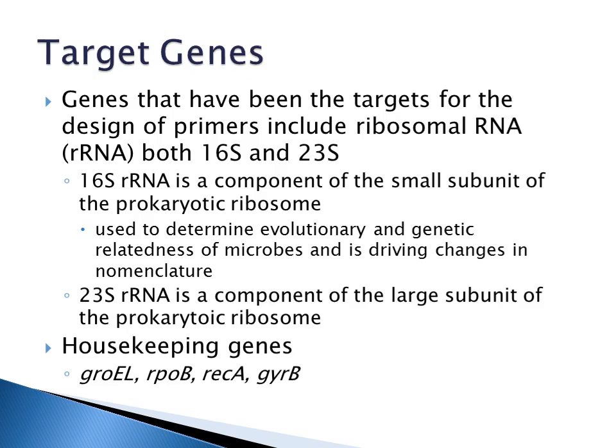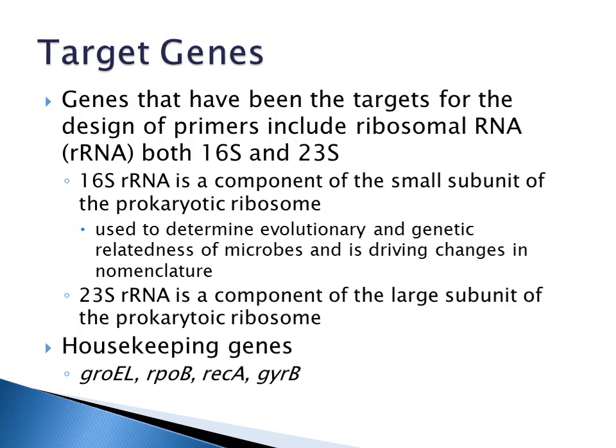Your target genes for a molecular assay are the genes that have been the targets for the design of primers, and these usually include ribosomal RNA, both in prokaryotes, the 16S and 23S. So ribosomal RNA tends to be a very common target, but there are other targets as well, depending on the microorganism that you're testing. So the 16S ribosomal RNA is the small subunit of the prokaryotic ribosome. 16S ribosomal RNA is commonly used to determine evolutionary and genetic relatedness of microbes.